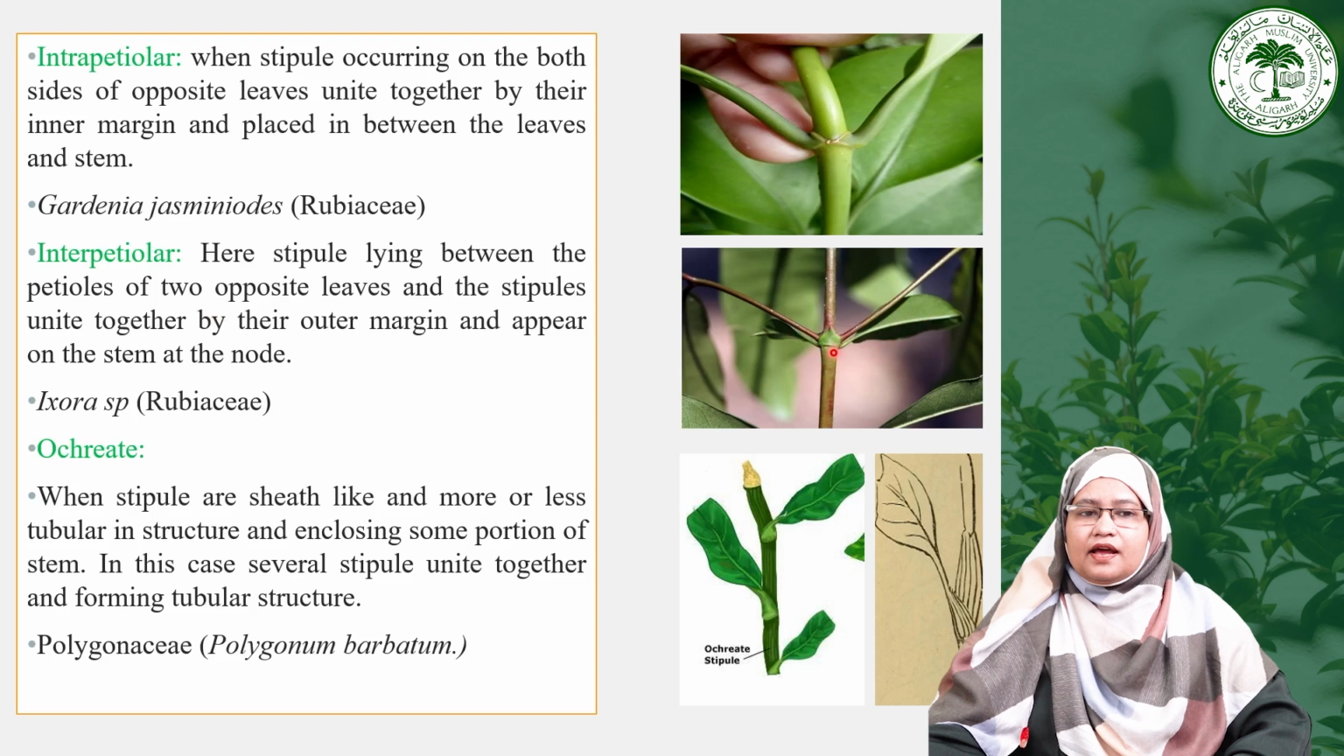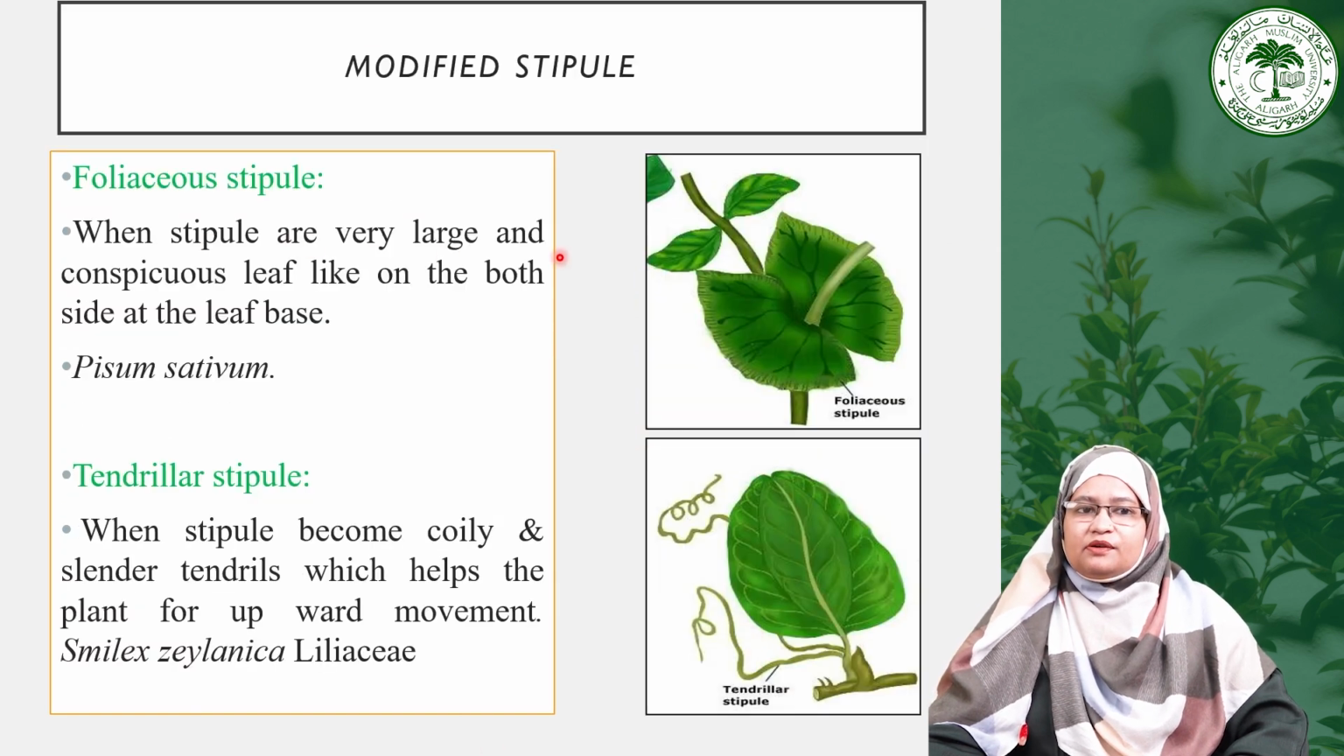You can see these interpetiolar stipules present in Ixora species, or they may be ochreate, when the stipules are sheath-like, as you can see here forming a sheath-like structure. This ochreate stipule is present in the Polygonaceae family, especially in Polygonum barbatum. These sheath-like structures are formed by the stipules and are characteristic of the Polygonaceae family. Then they may be modified into foliaceous stipules, as in the Fabaceae family. These are the foliaceous stipules of Pisum sativum, modified into leafy structures.